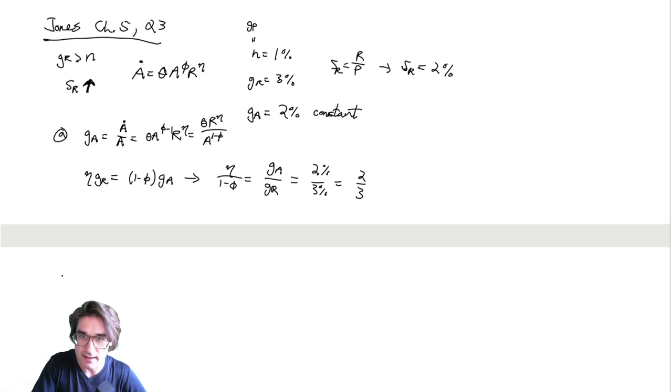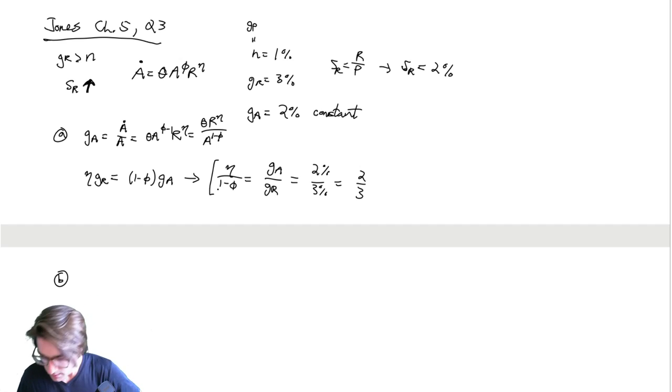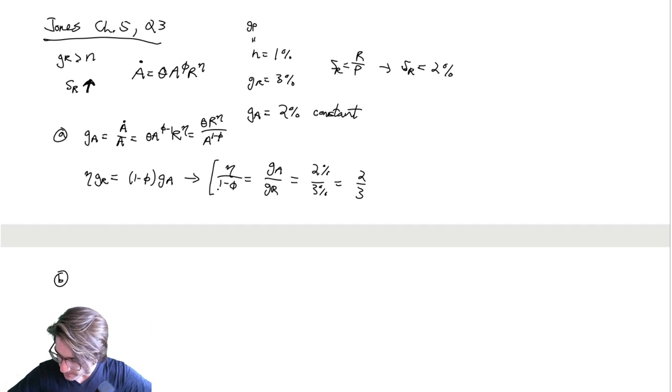And that's A. So A is basically find this. Now question B says, using this estimate and equation 5.7, calculate an estimate of the long run steady state growth rate for the world economy. So remember that this equation is saying that GA is constant. But also remember that GR, R is kind of growing faster than it should.